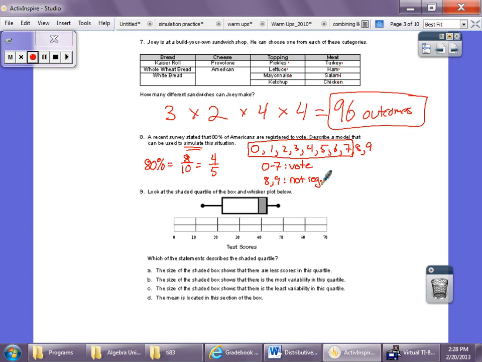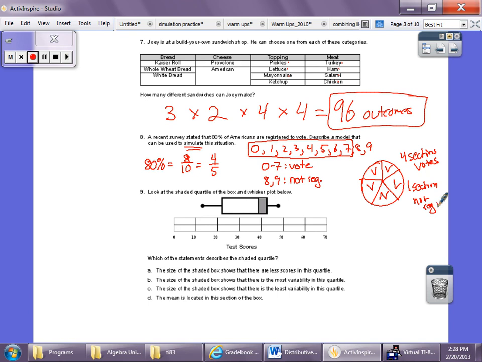Or that's one way, or we could have done a spinner. Say these are 5 equal sections, so we can say vote, vote, vote, vote, no vote. So we have 4 sections for registered to vote, and 1 section not registered.